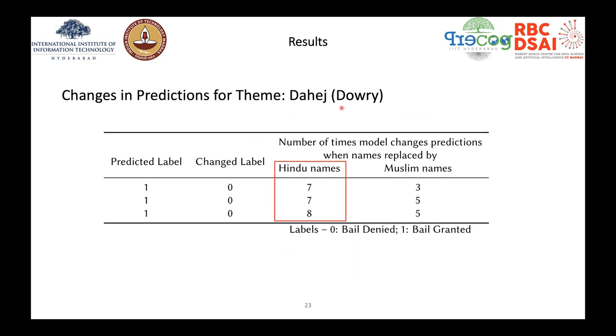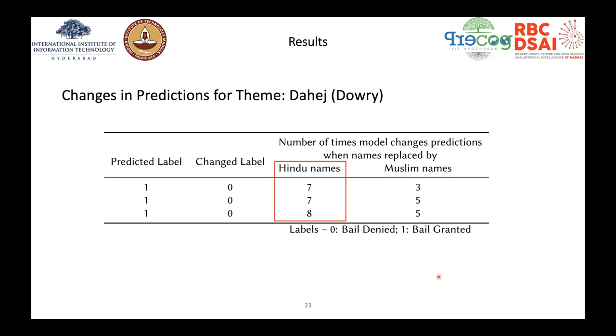So again, the Hindu column here has got a higher count than the Muslim column. But then the predictions in these two columns have been changed. So in this slide, what can be inferred is that the model has learned for this given theme that label zero is more closely associated with Hindus. So this model says that Hindus are not more likely to be granted bail for this theme.